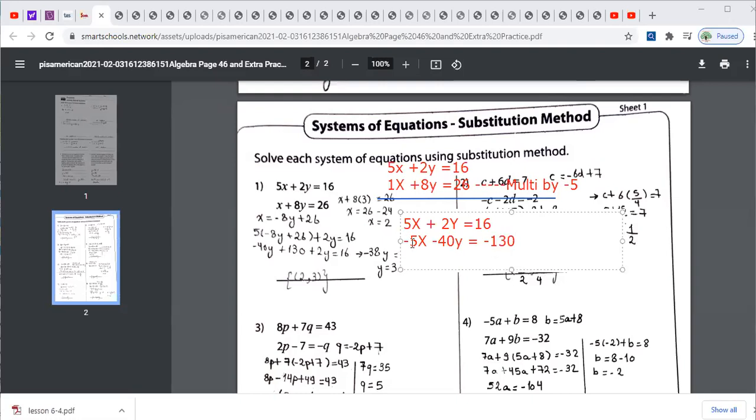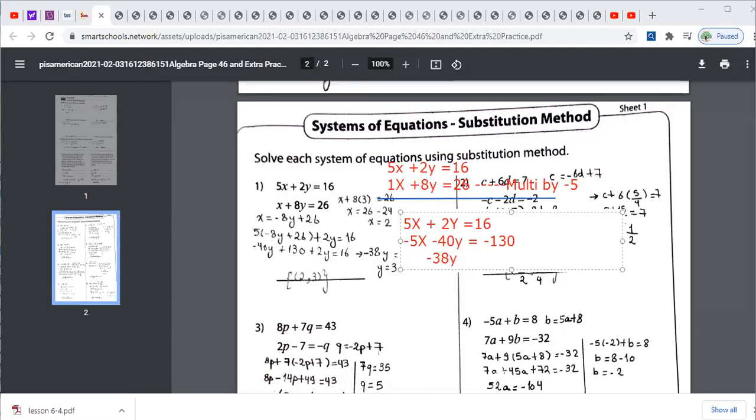Then, in this case, we are going to add or subtract? We will add. Why are we going to add? Because we have an additive inverse, the numbers 5 and negative 5. Then now we can cancel x. And what about y? It will be negative 38y.